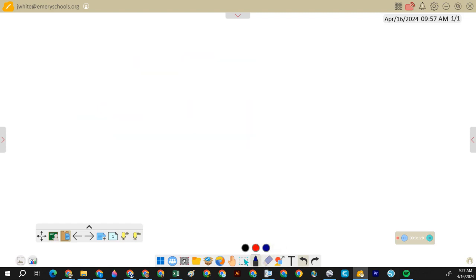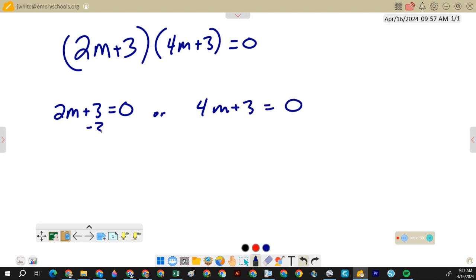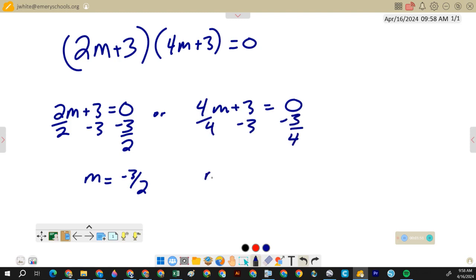Look at number 4. 2m plus 3 times 4m plus 3. So either 2m plus 3 is equal to 0 or 4m plus 3 is equal to 0. So we subtract 3 and divide by 2. m equals negative 3 halves. Subtract 3 and divide by 4. m equals negative 3 fourths.